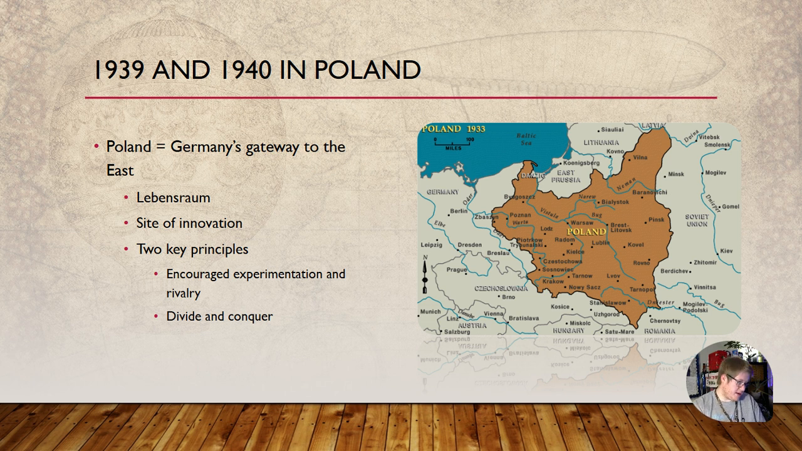It also focuses on two key principles: encouraging experimentation and rivalry, and the idea of divide and conquer. Basically, with divide and conquer, this is meant to further isolate people and add to their wartime miseries, things that are going to, just in general, make life worse for the people that live there.